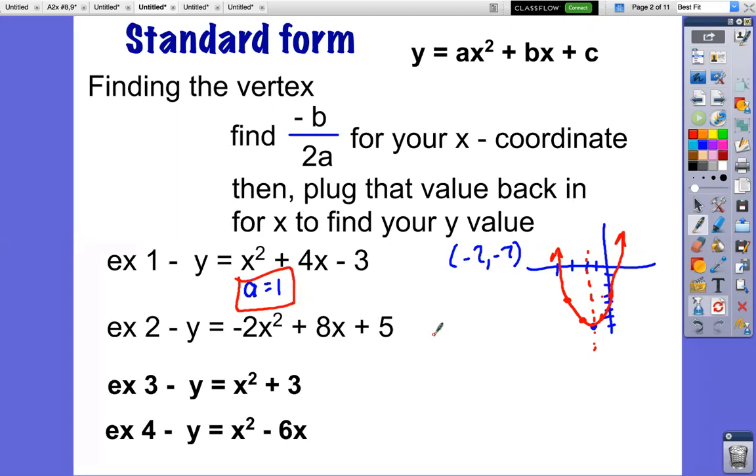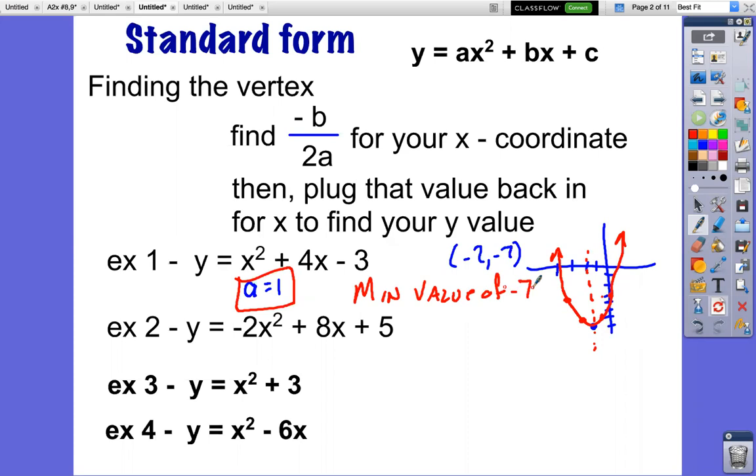What is my lowest point on this graph? What is the absolute lowest point? I'm only looking at my y value. What's my lowest point on this graph? -7. So if your graph ever opens up, we have a minimum value of -7. Now, we're going to take more formal notes, but you guys can start to think about this.